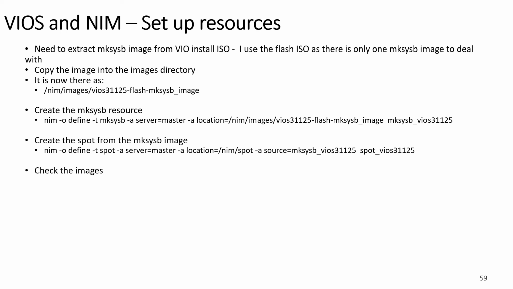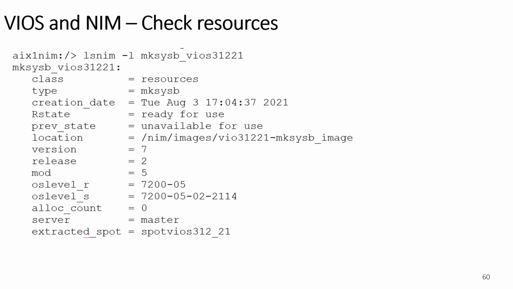Now I can build a SPOT from that mksysb. When you're working with VIO servers, the SPOT should always be built from the mksysb. There is no LPP, and you never ever point anything to do with the VIO servers towards the base install filesets. So this is the correct order: build the mksysb image, and then build the SPOT for your VIO servers from the mksysb image. Then you can check those images. Here we're running an lsnim on the mksysb. And it's coming back, and this is a more recent one, the SPOT for VIOS 3.1.2.21, and as you can see it's coming back as AIX 7200-05-02, which is what it should be.